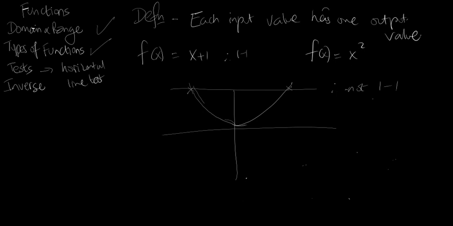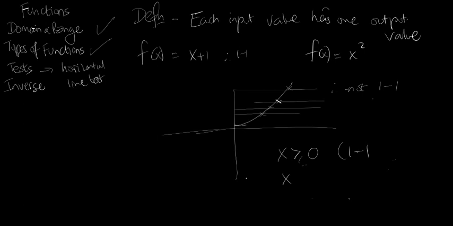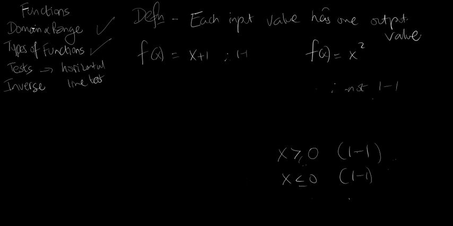However, if I consider half of the graph, like this one, the right-hand side of the parabola, and I draw horizontal lines, what happens? It crosses at 1 point only. So this is where domain restriction comes into place. If x is greater than or equal to 0, it's one-to-one. Or if x is less than or equal to 0, it is one-to-one. So the inverse is actually possible if you restrict the domain. You can either consider the left-hand side or the right-hand side.